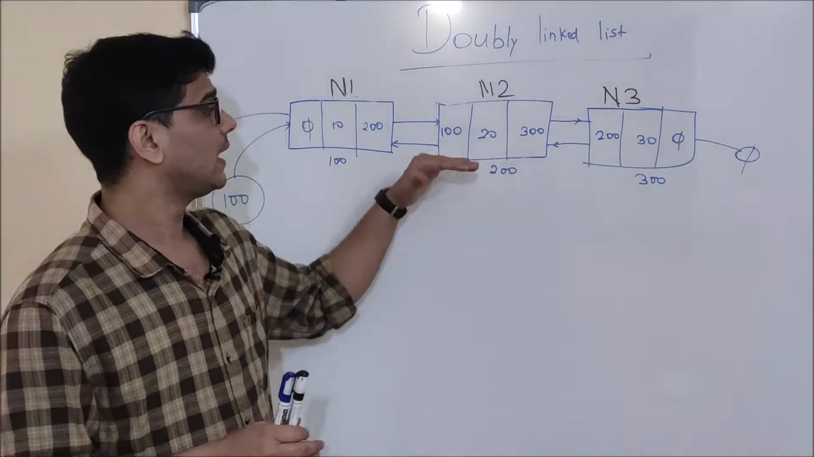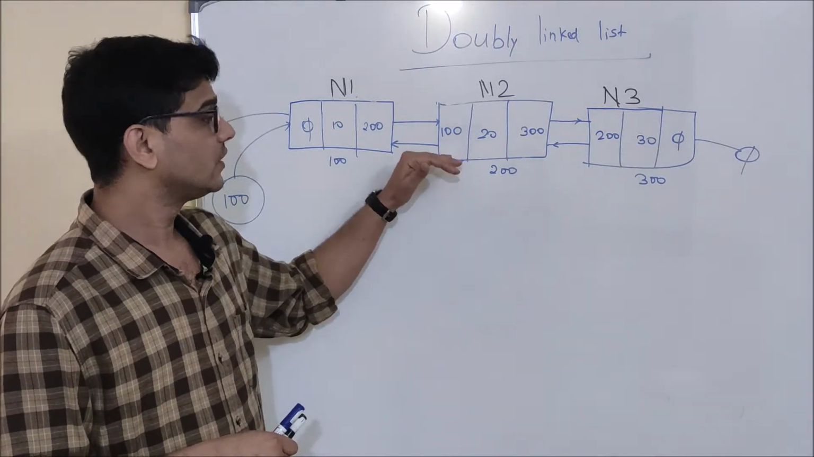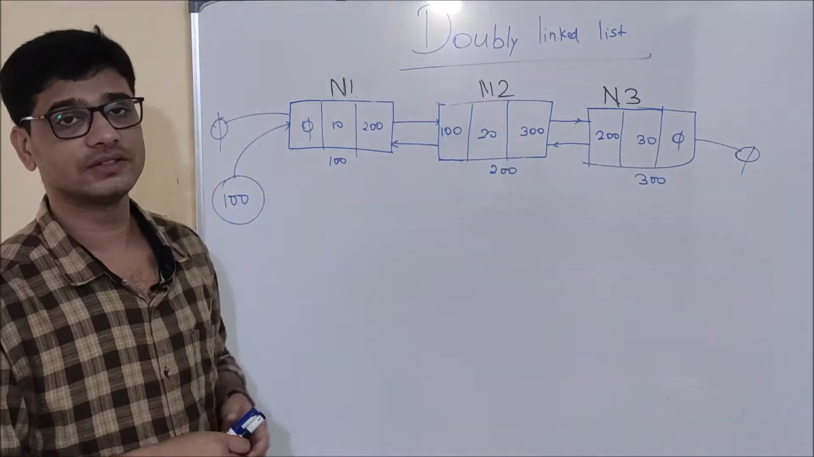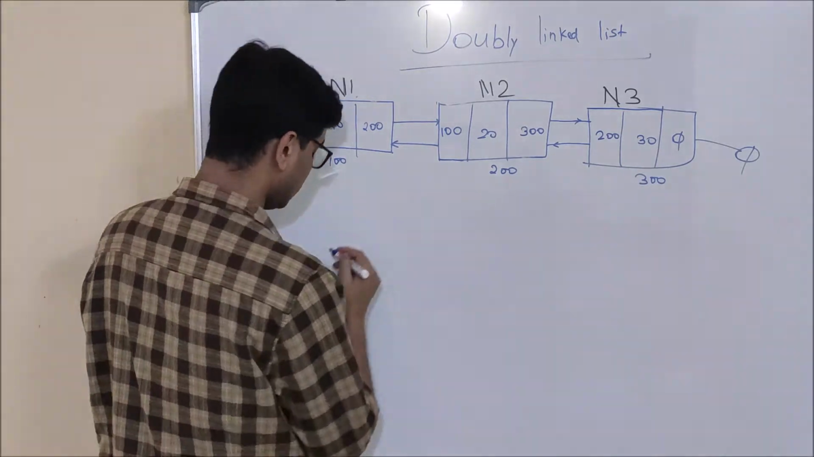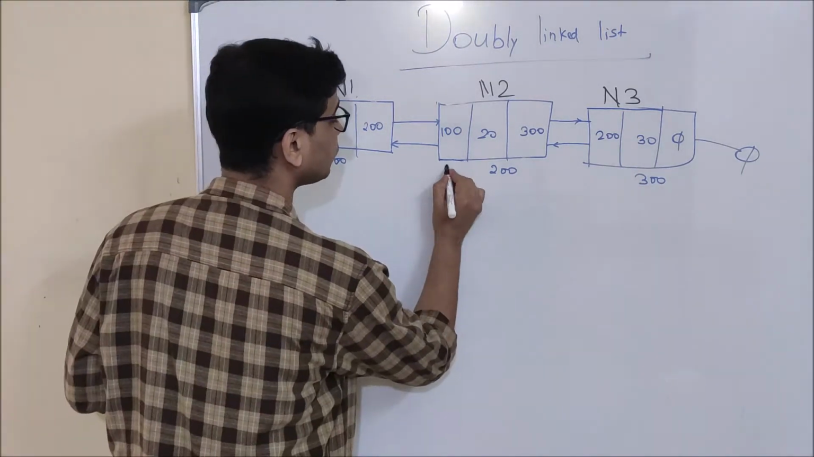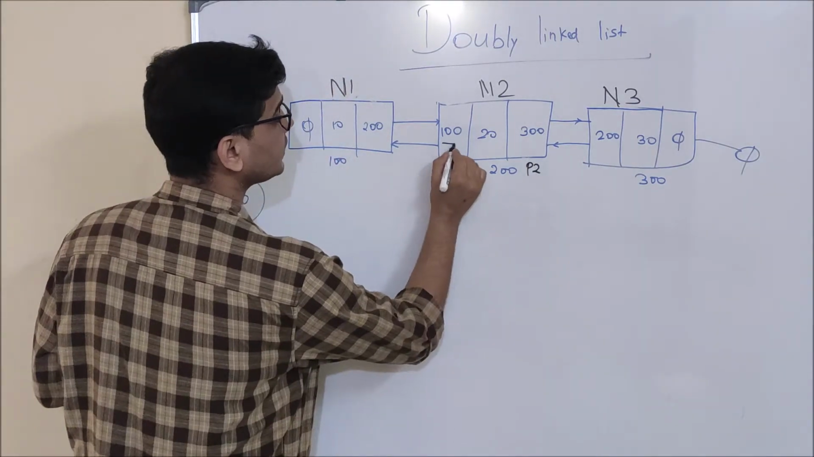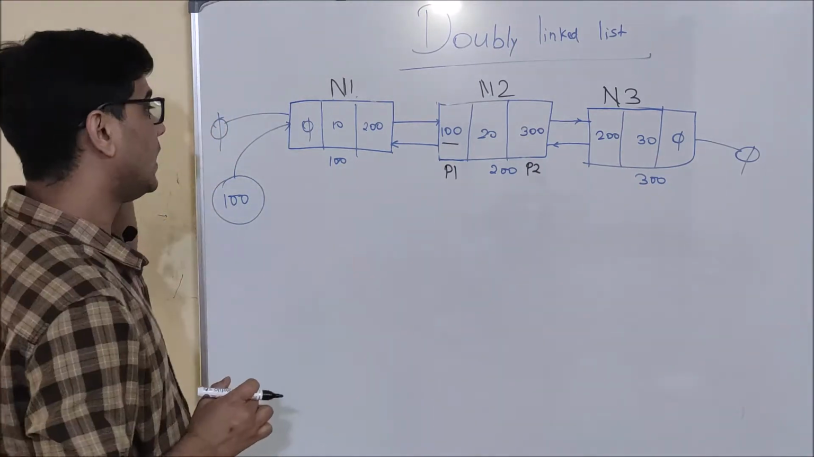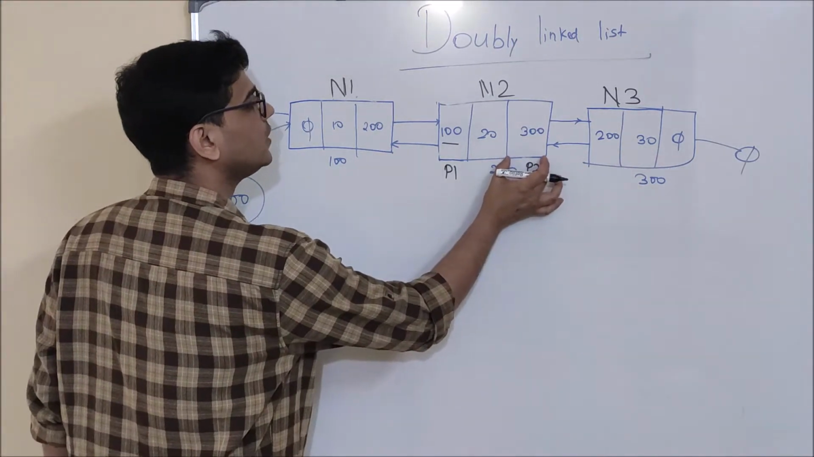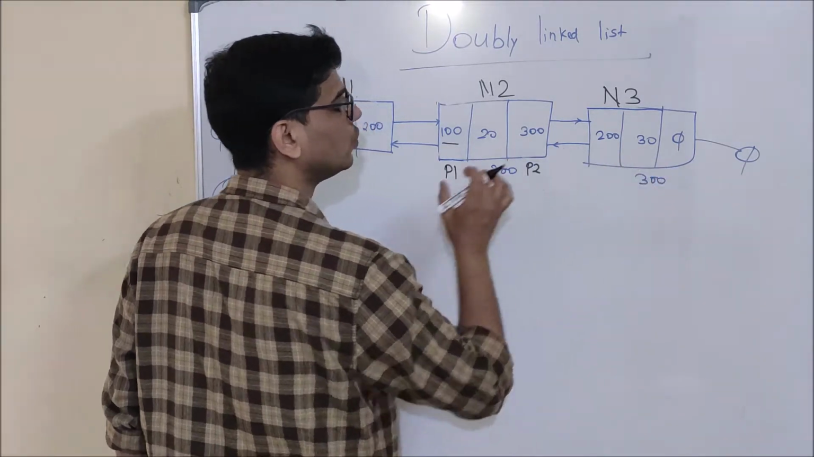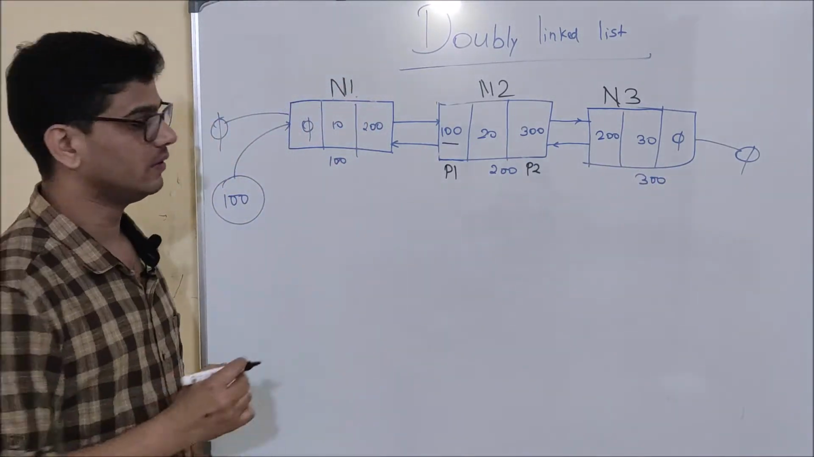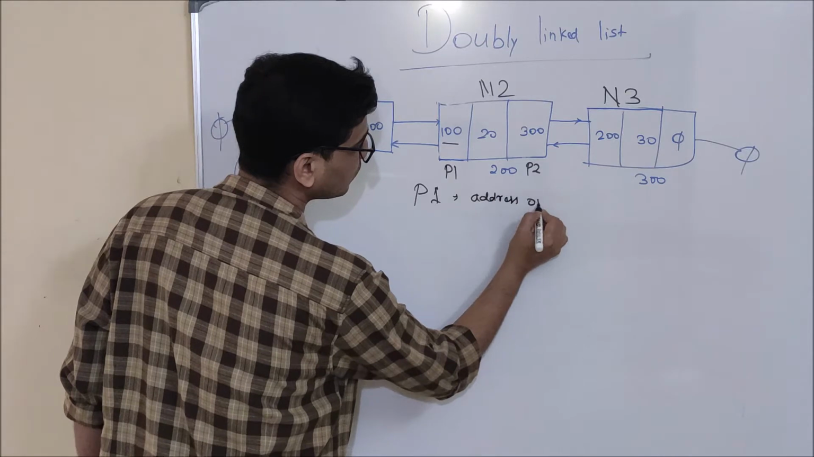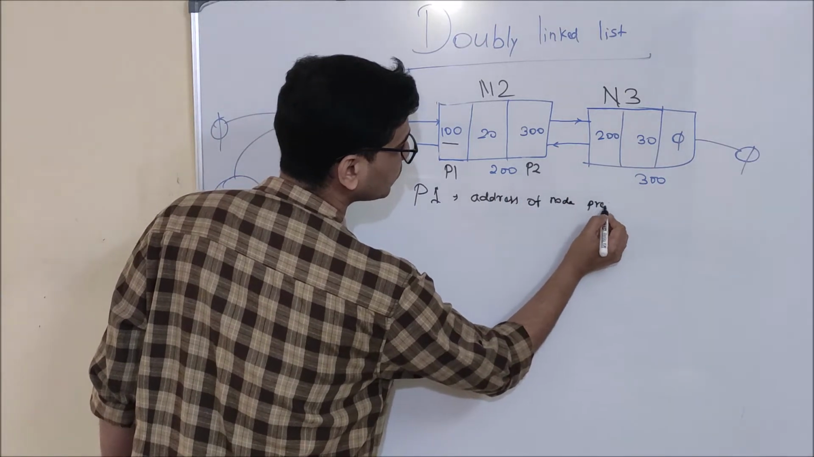In a node we will have two pointers, and as you can see here, let's take the example of node 2. Node 2 is having two pointers, and what are these two pointers containing? Suppose this is pointer 1 and this is pointer 2. You can see here that node 2, this part is holding the address of this particular node, and this particular pointer 2 is holding the address of node 3. So basically what do we mean here? P1 contains the address of node previous to it.